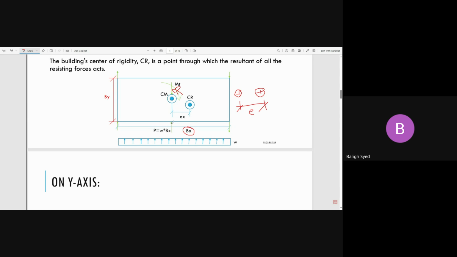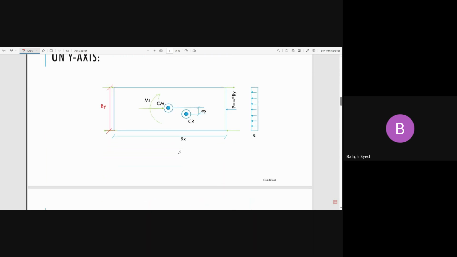Okay, how do you calculate the concentrated load? This dimension times the pressure, and then whatever the height. Okay, and then this is By. All right.